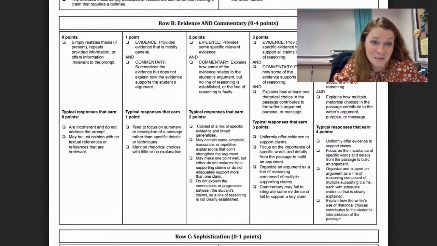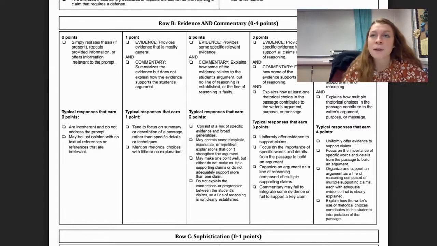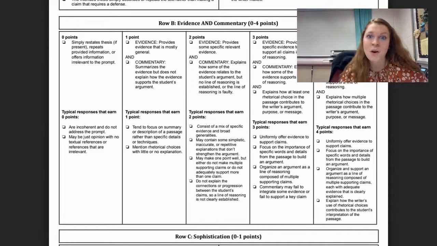These responses are typically incoherent. They don't have any kind of rhyme or reason to them. And it's usually just an opinion with no textual references, or references that are irrelevant. So basically, you go in there, you do not reference the prompt at all. You just start talking about how, yeah, I think that they did a good job. They were able to persuade me, but you give them no evidence on how they persuaded you or how they fulfilled those rhetorical choices.